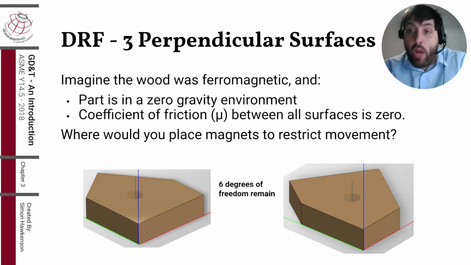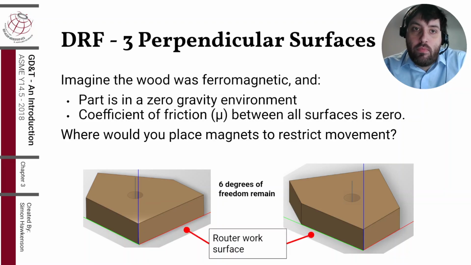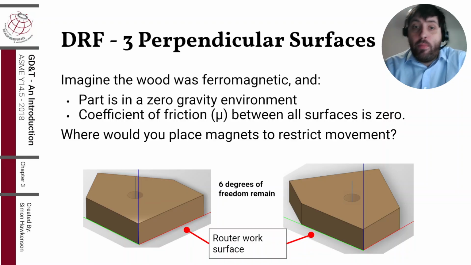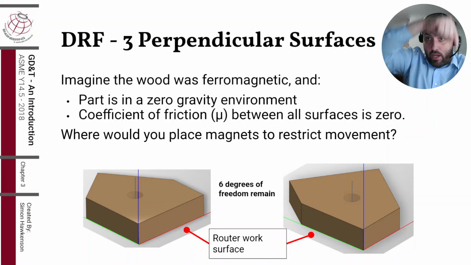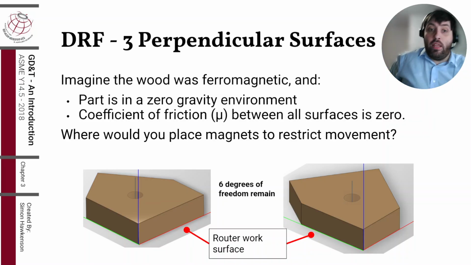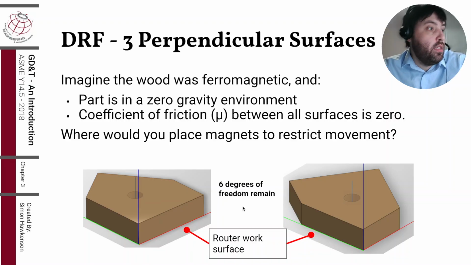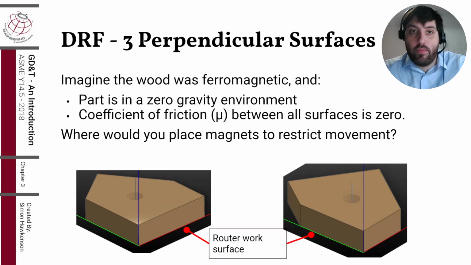Now, where would you place magnets to restrict the movement of this part? Well, you'd probably focus on the biggest surface of the part first. We could put it on the top, but remember the hole is going to be drilled from the top. So let's just put it at the bottom of the part, which is the top of the router's work surface. This will be our primary surface. So these surfaces right here. So now we replace the surface with a big magnetic sheet.